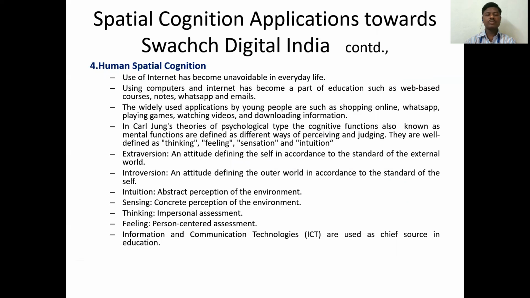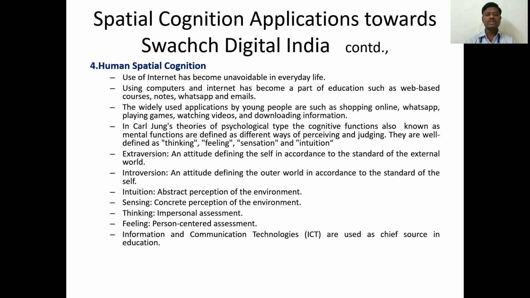And another session is human spatial cognition. Use of internet has become unavoidable in everyday life. Using computers and internet has become a part of education, such as web-based courses, notes, WhatsApp, and emails. The widely used applications by young people are such as shopping online, WhatsApp, playing games, watching videos, and downloading information.